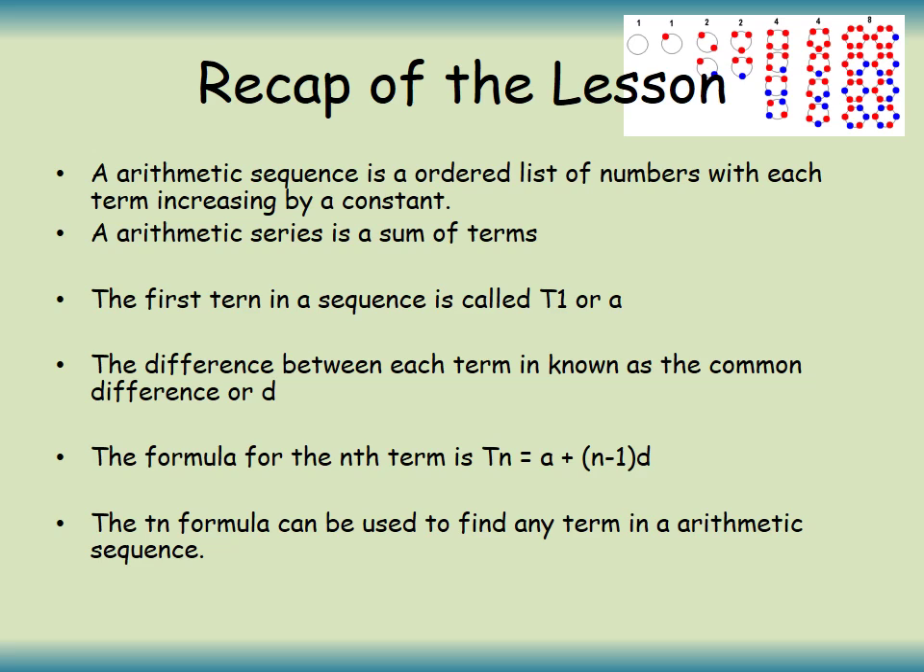As we are coming near the end of class, I'd like to briefly recap the lesson. So first and foremost, an arithmetic sequence is an ordered list of numbers with each term increasing by a constant. An arithmetic series, however, is a sum of terms. The first term in a sequence is called T1, or a. The difference between each term is known as the common difference, or d. The formula for the nth term is Tn is equal to a plus n minus 1 times d, where n is the term you're looking for. The Tn formula can be used to find any term in any sequence, provided it's arithmetic.